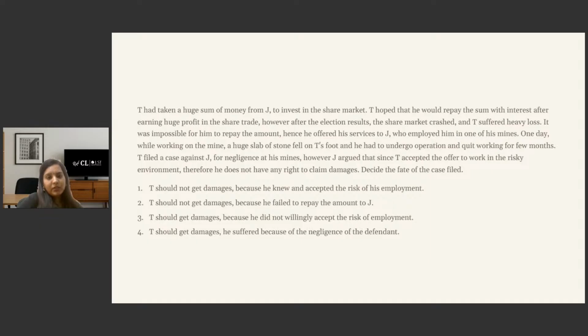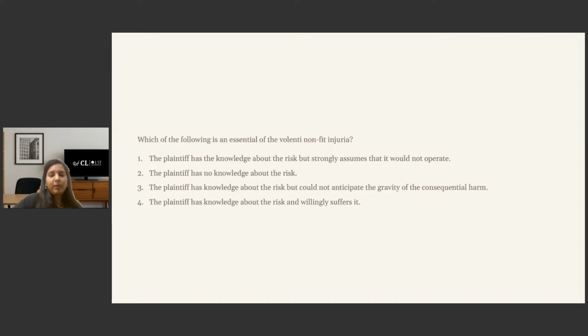T filed a case against J for negligence at his mines. However, J argued that since T accepted the offer to work in a risky environment, he does not have any right to claim compensation. Decide the fate of the case filed. Here, the answer is going to be C, that T should get damages because he did not willingly accept the risk of employment.